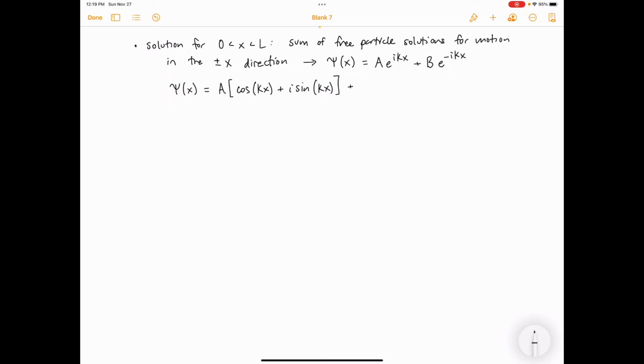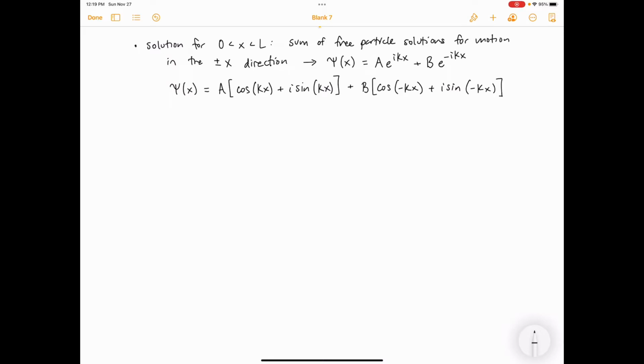The second term is B times, okay, now instead of kx, we have minus kx going inside the cosine and the sine function. So we have B times cosine of minus kx. And then we have plus i times sine of minus kx.